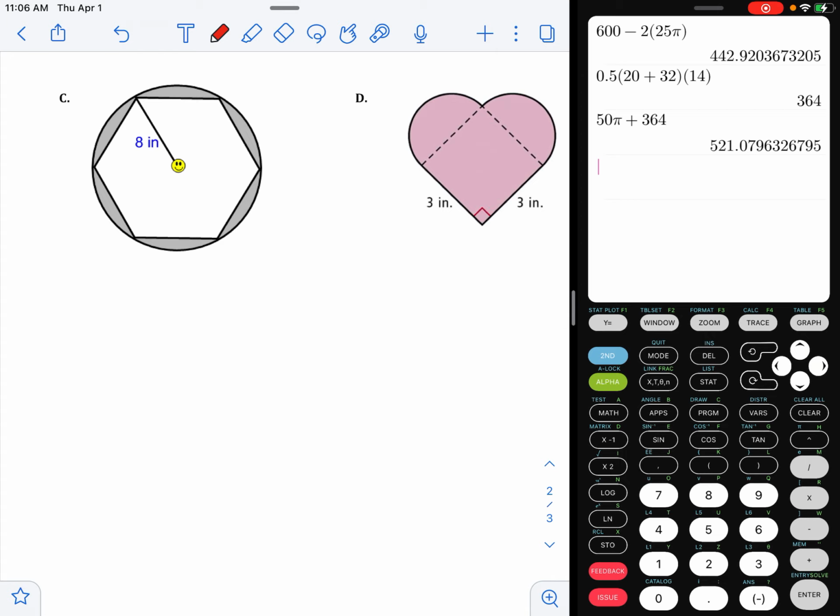All right, let's look at this next one right here. I want the area of this shaded region. So I'm going to say, okay, how am I going to get that? What shapes do I see? I see a circle, and I see a hexagon, a six-sided figure. So if I want just the shaded region, what's bigger, the circle or the hexagon? The circle. So my plan is going to be to take the circle and get rid of the hexagon. What's left over? The shaded region.